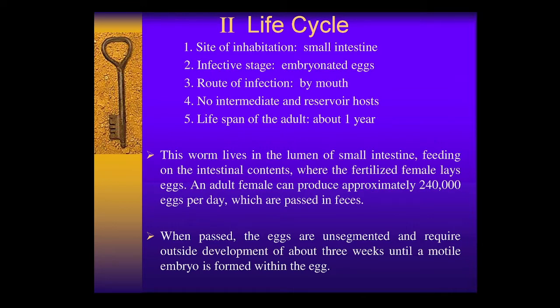This worm lives in the lumen of the small intestine, feeding on the intestinal content, where the fertilized female lays eggs. An adult female can produce approximately 240,000 eggs per day, which are passed in feces. When passed, the eggs are unsegmented and require outside development of about 3 weeks until a motile embryo is formed within the egg.